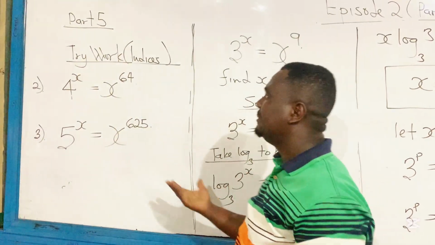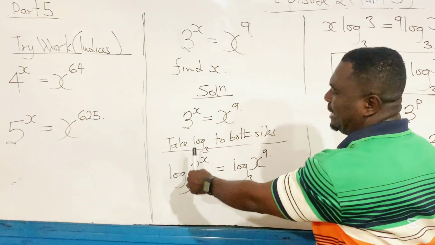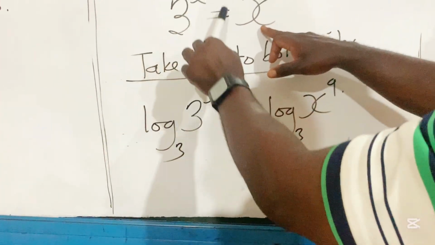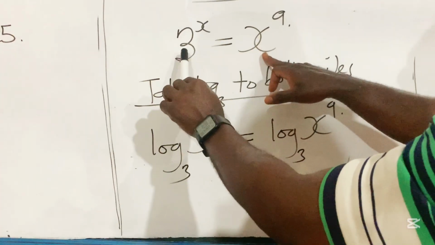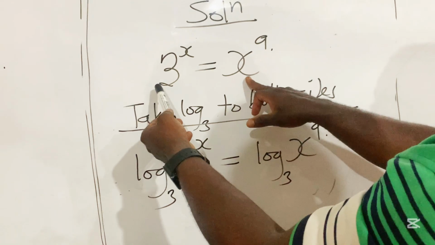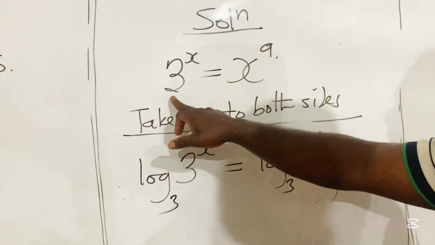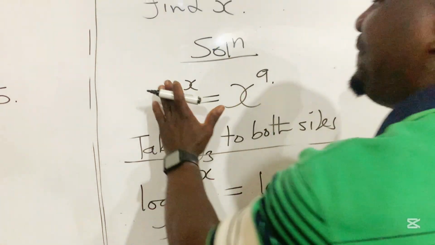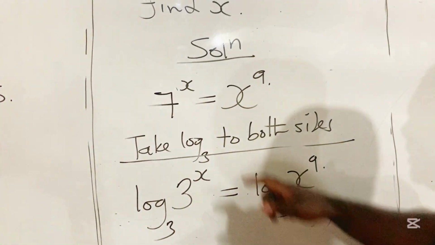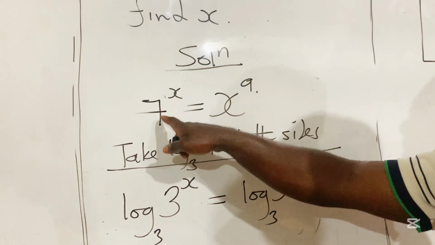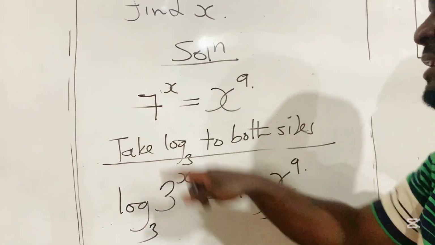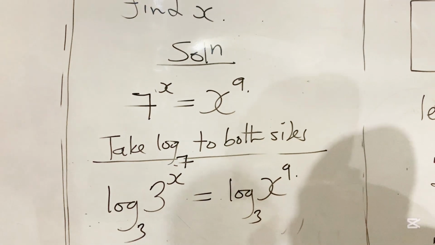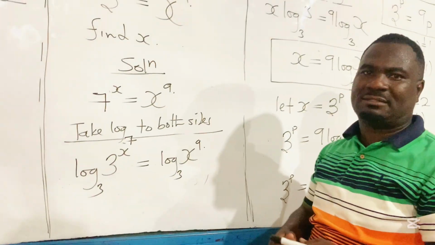So what I did is I introduced log of base 3 to both sides, because our base here, our numerical value, which we see as our base, is 3. So if I want to introduce logarithm, then it's going to be log of base 3. If the question was set in such a way that here was 7, the base is 7, then I'm going to introduce log of base 7. That is the brain behind it. Without this idea, you can't solve it.